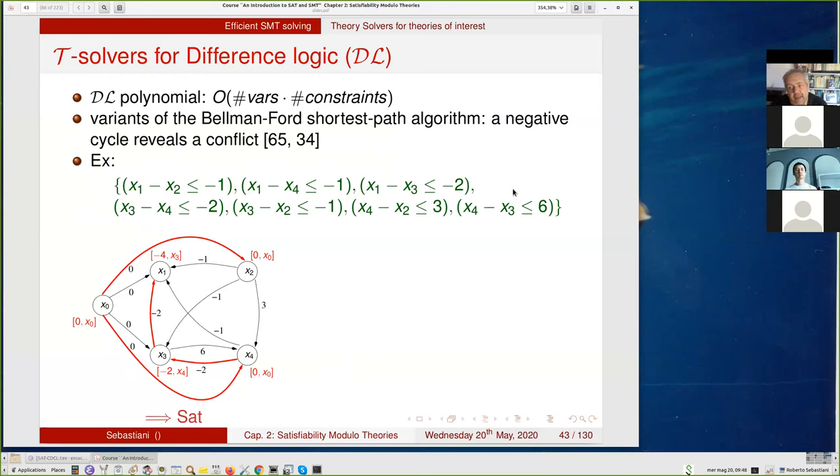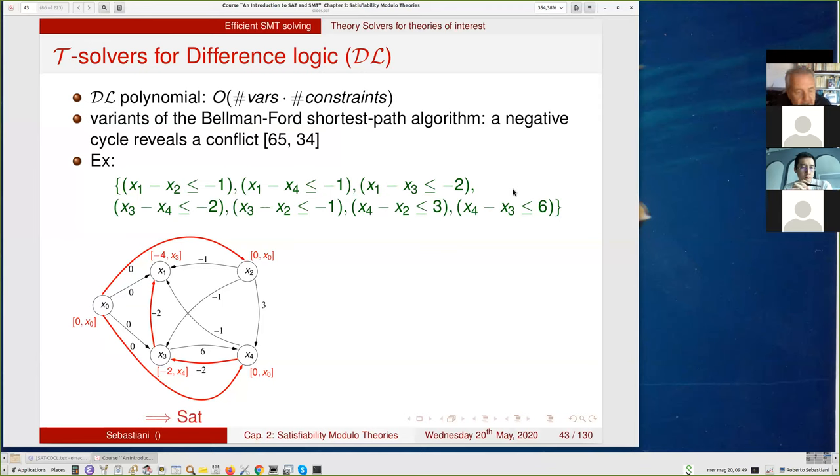Okay, what do we use for solving this problem? We use variations of minimum path algorithms. Well, you may be surprised, because we are using an algorithm which has nothing to do with logic. The Bellman-Ford algorithm and its variations are algorithms used, given one source node in a directed weighted graph, to find the shortest path from that source to all the other nodes. This is a quadratic algorithm, in the sense that the cost is the product of the number of variables times the number of constraints, or arcs.